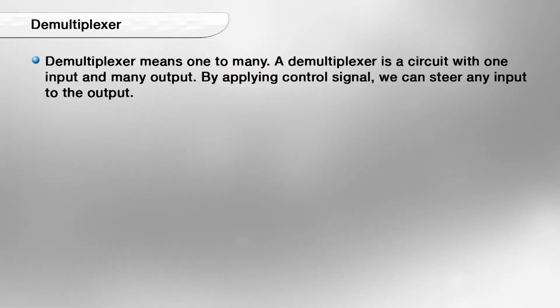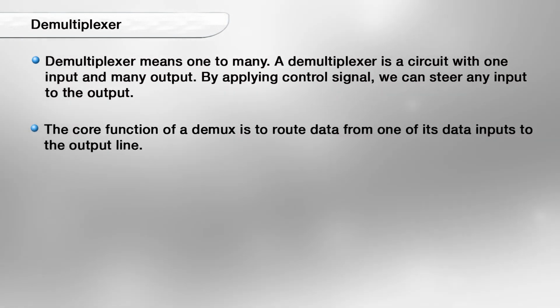Let's move ahead towards demultiplexers. Demultiplexers means one to many. A demultiplexer is a circuit with one input and many outputs. By applying a control signal, we can steer the input to any output. The core function of the demultiplexer is to route its data input to one of the output lines.